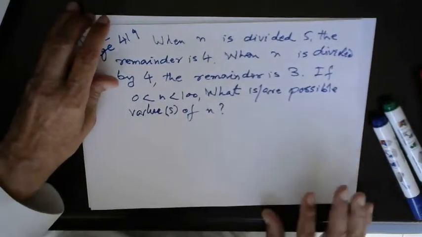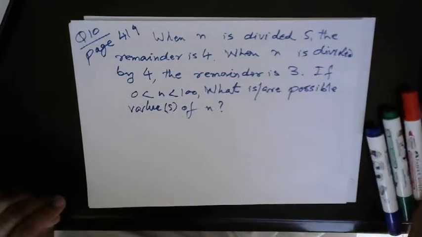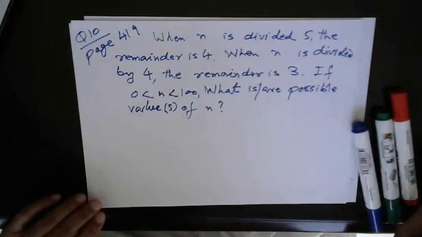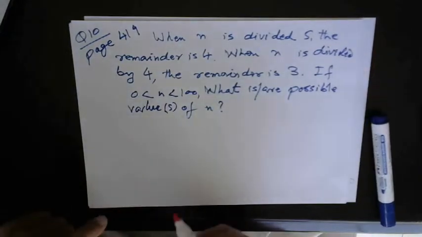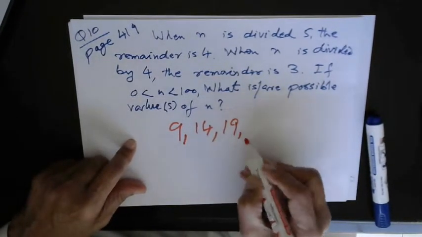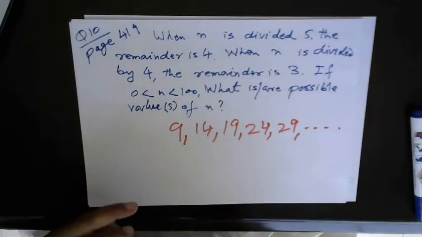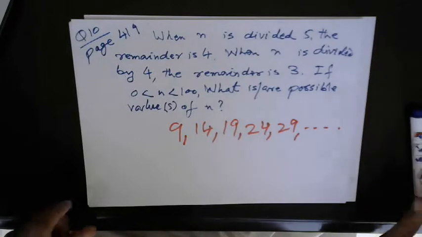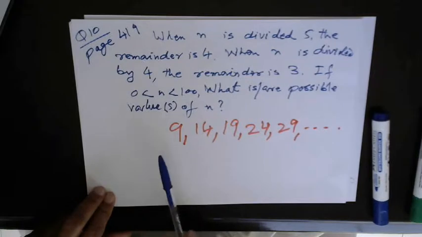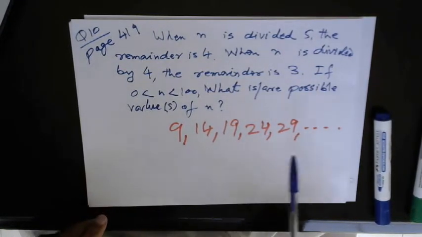This is a very interesting question. When n is divided by 5, the remainder is 4. Let me write a few examples, like 9, 14, 19, 24, 29, etc. If you divide any one of these numbers by 5, the remainder will be 4, 4, 4, 4, 4. Okay?